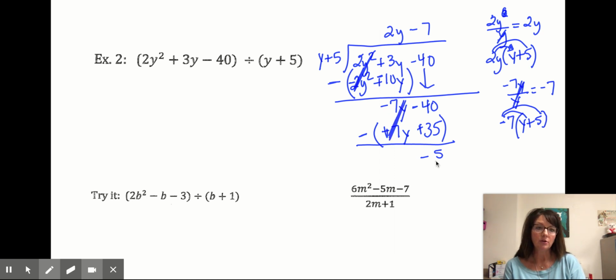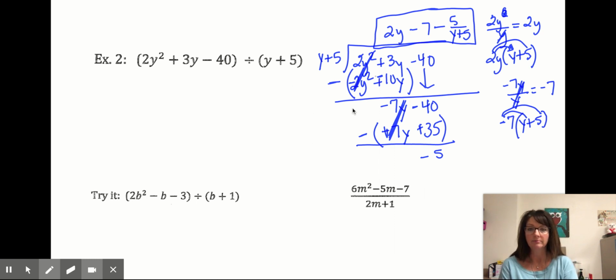This becomes our remainder. And remember how we write our remainder over our divisor? So it's like plus -5 over y plus 5, or you can see it as minus 5 over y plus 5. Okay, and this is our quotient, this whole thing. You could check your work by taking this times the y plus 5 and distributing that to get your original trinomial. So let's try this again.